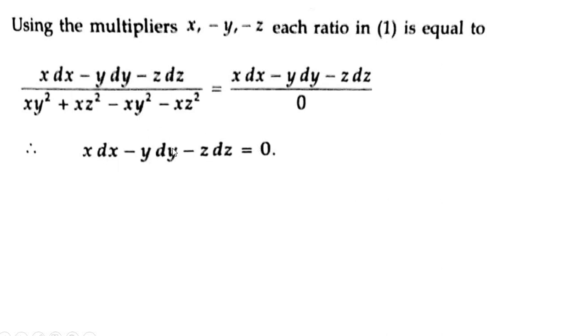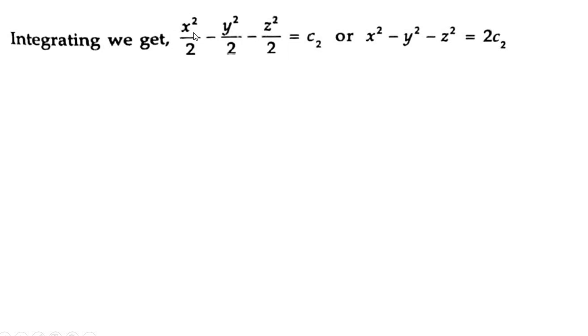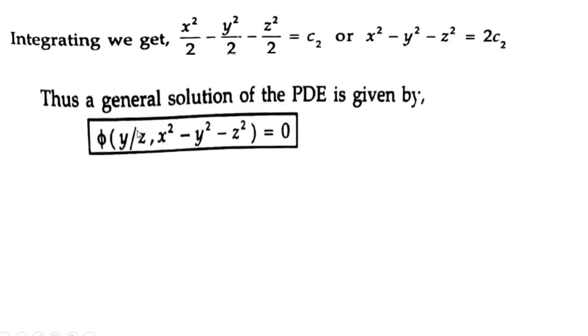So your dx is a function of x, dy is a function of y, dz is a function of z. So we can integrate this. On integration, the integral of x with respect to x is x square by 2. The integral of minus y with respect to y is minus y square by 2. The integral of minus z with respect to z is minus z square by 2, equal to constant C2. So take an LCM as 2. Take that 2 to the LHS. So you get x square minus y square minus z square equal to 2C2. Therefore the general solution is phi of y by z, that is by comparing the second and the third term. By comparing the first and the second term, you get x square minus y square minus z square equal to 0.